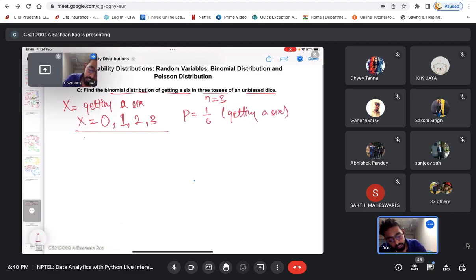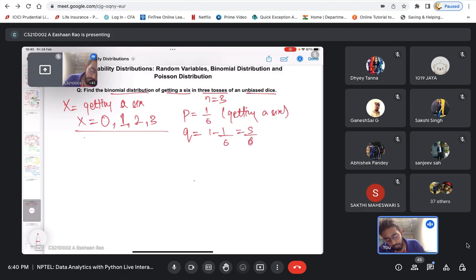is 1 by 6, and q will be 1 minus 1 by 6. So the probability of not getting a 6 is equivalent to 5 by 6. Now I have these conditions set.